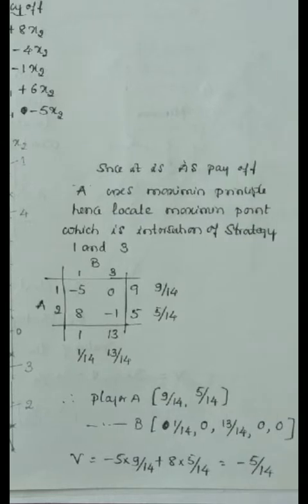Now, let us write optimum strategy for player A is 9 by 14, comma 5 by 14. Similarly, for player B, first strategy is using 1 out of 14, 1 by 14. Second strategy is 0. Third strategy 13 by 14. Fourth and fifth is not using, 0, 0.